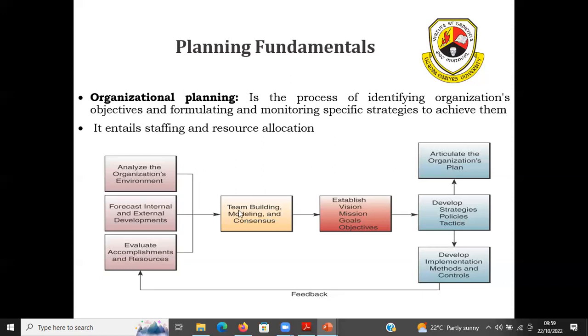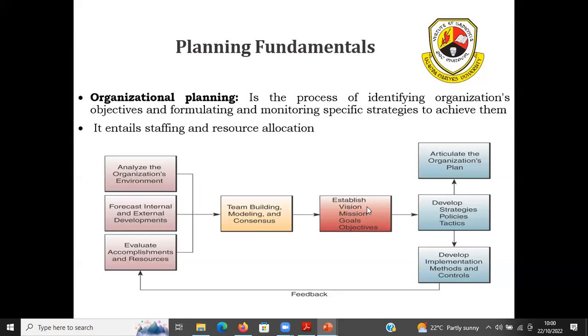The planning process involves building a team that is actually going to carry out what needs to be carried out. It involves modeling. Modeling is essentially saying, this is the team we're going to work with. This is what we want to do. These are the objectives we want to achieve. So that at the end of it, the entire team has a general picture and consensus on what it is we want to do.